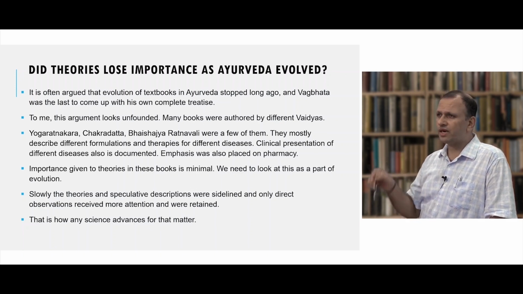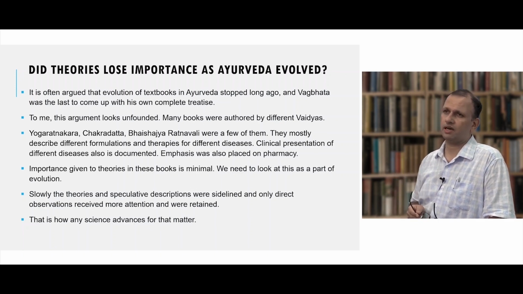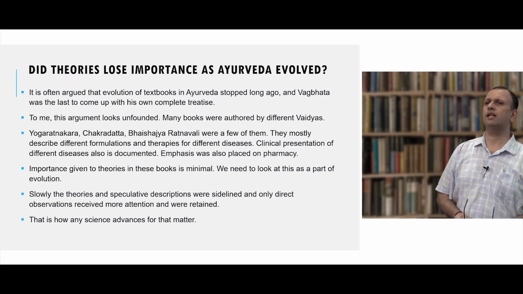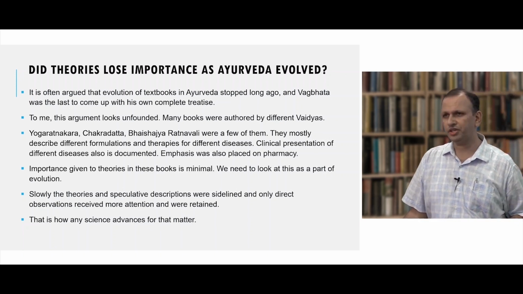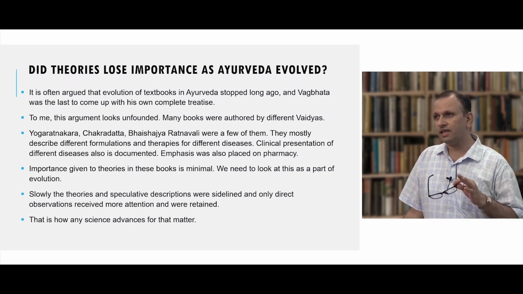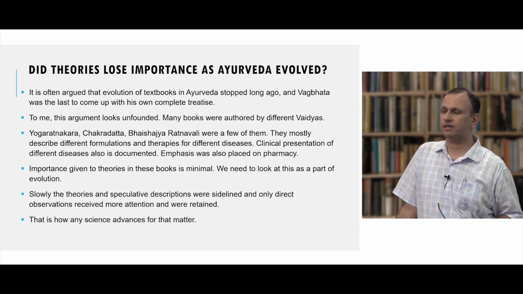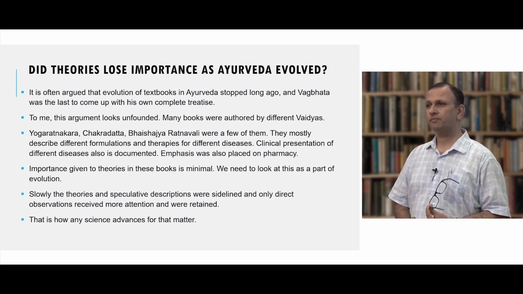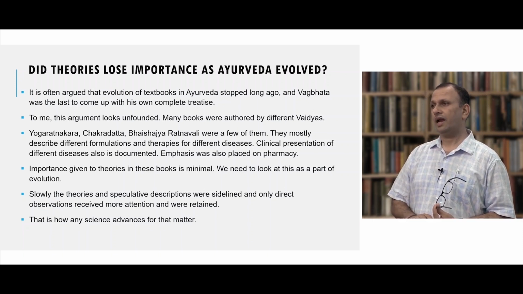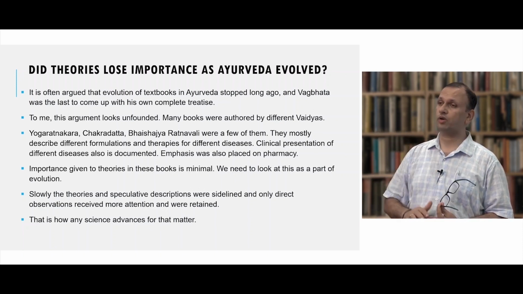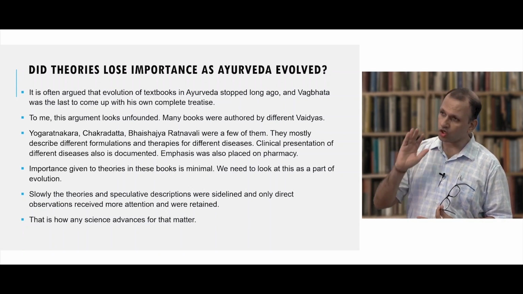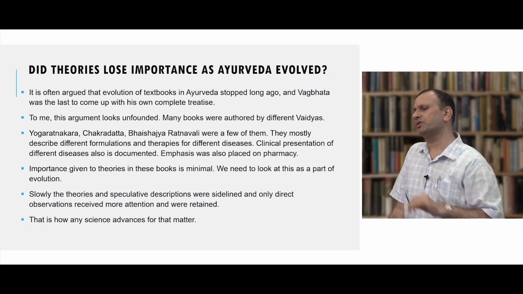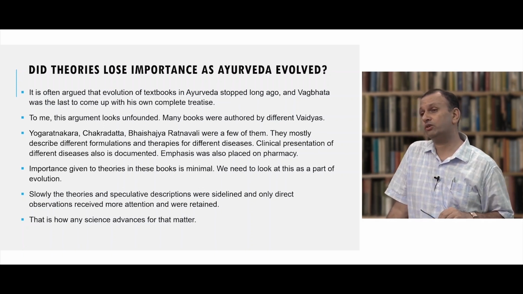Many books were authored by different Vaidyas even after Vagbhata wrote his Ashtanga Hridaya or Ashtanga Samhita. For example, I will quote two or three textbooks: Yoga Ratnakara, Chakradatta, Bhaishajya Ratnavali. These were certain important textbooks that were written, and they mostly describe different formulations and therapies for different diseases. Clinical presentation of different diseases also is documented. Emphasis was also placed on pharmacy. And many Vaidyas, even today, depend on these textbooks for their day-to-day clinical practice.